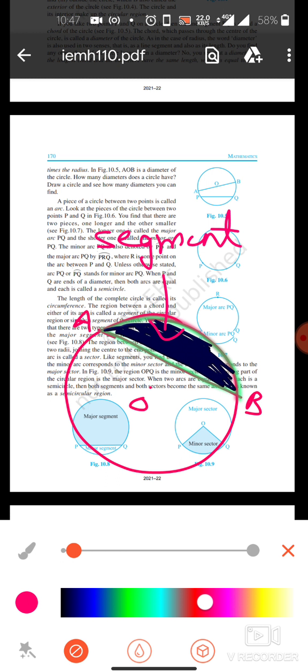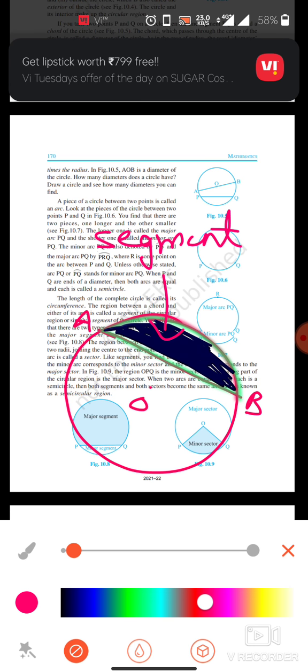First is a minor segment and second is a major segment. Now what is a minor segment? The area formed by a minor arc and a chord of a circle is known as a minor segment. And what is a major segment? The area formed by a chord of a circle and a major arc is known as a major segment. Okay, so the segment which I am showing you over here is a minor segment.